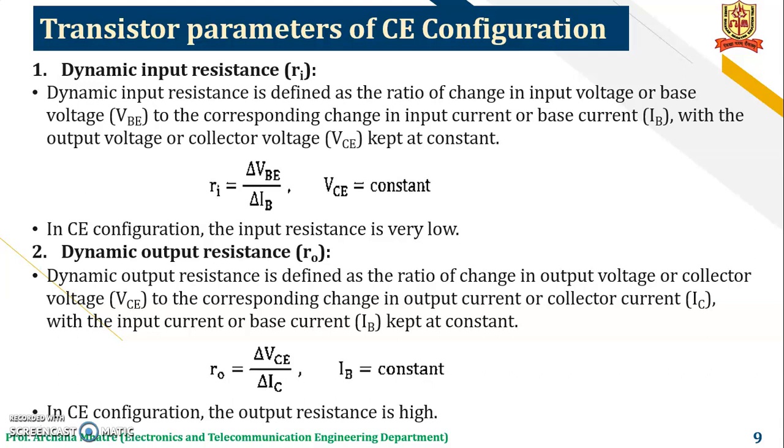Next parameter is the dynamic output resistance denoted by RO. The dynamic output resistance is defined as the ratio of change in output voltage or collector voltage to the corresponding change in output current or collector current with the input current or base current IB kept constant. In common emitter configuration, the output resistance is high.